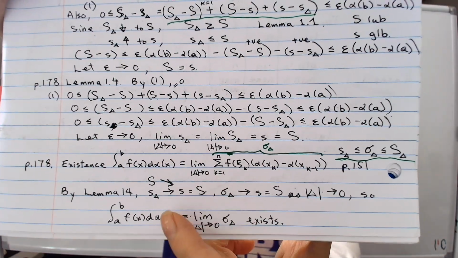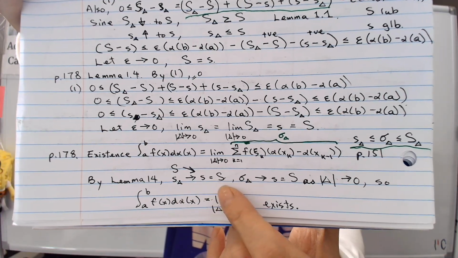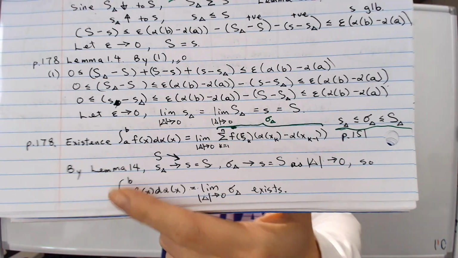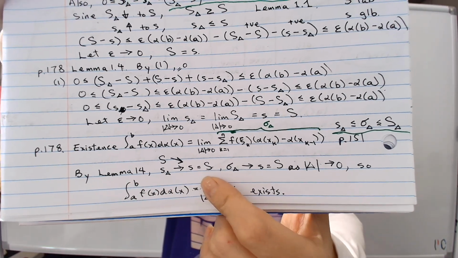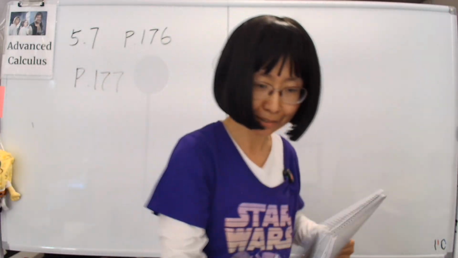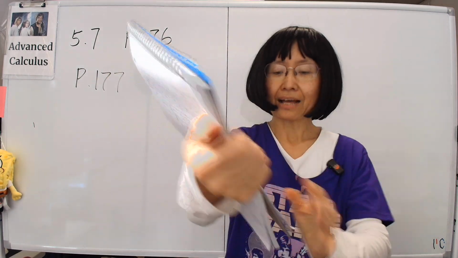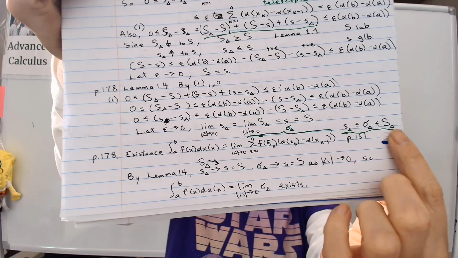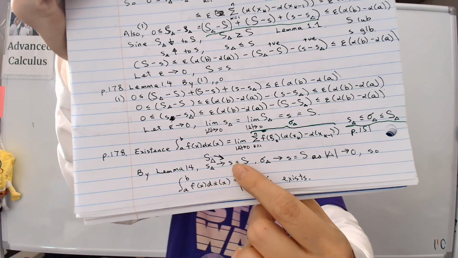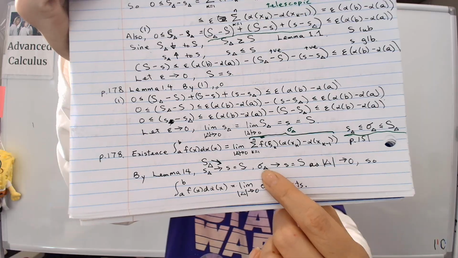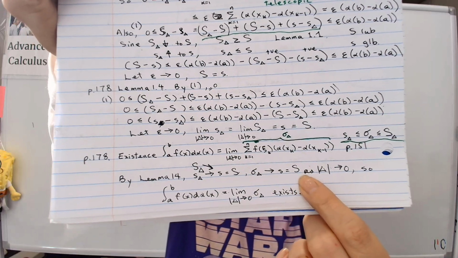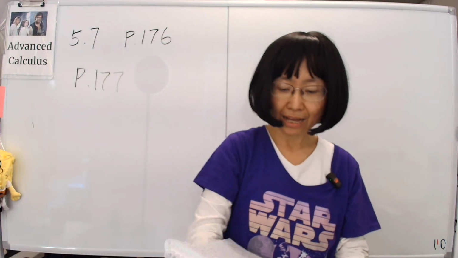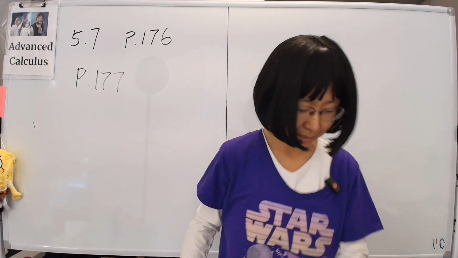As delta goes to 0, by lemma 1.4, big S and small s both, I think I'm missing a triangle here. Let me add it. Yeah, so sigma s is between the small s triangle and big S triangle, and they both go to the same limit, which forces the stuff in the middle to go to the same limit as well, which means the integral exists, as theorem 1 stipulates. So that's that.